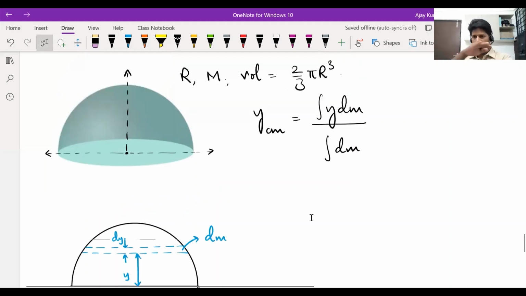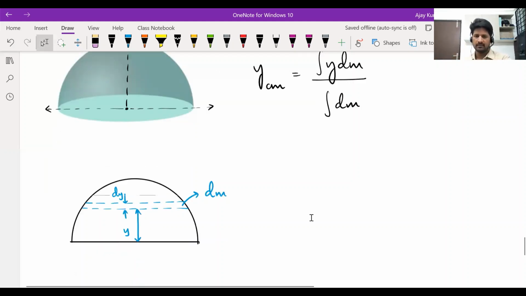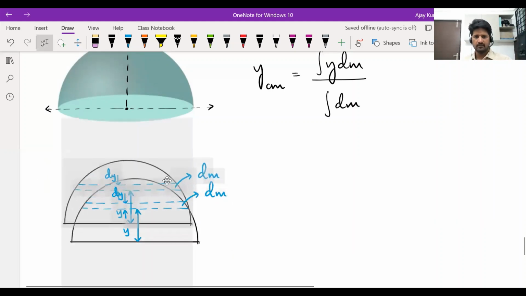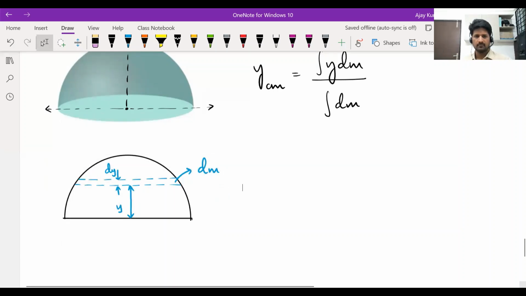So if you chop it horizontally, what is the shape of the element that you get? What is the shape of dm? Circle, sir. Okay, we call it a disk. See, circle is only the boundary. Disk is the entire area. So you should call it a disk.